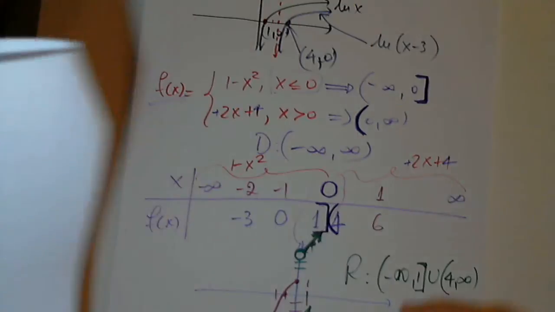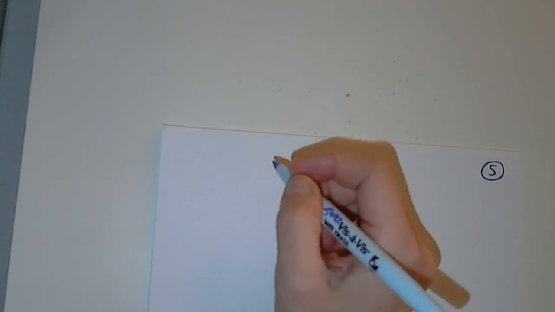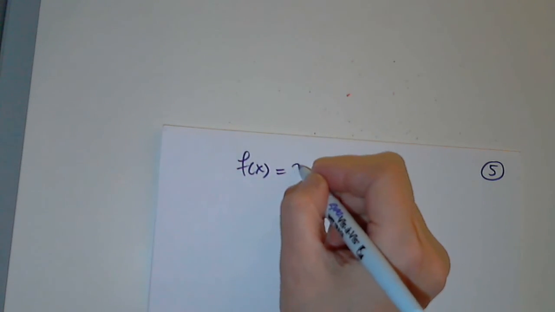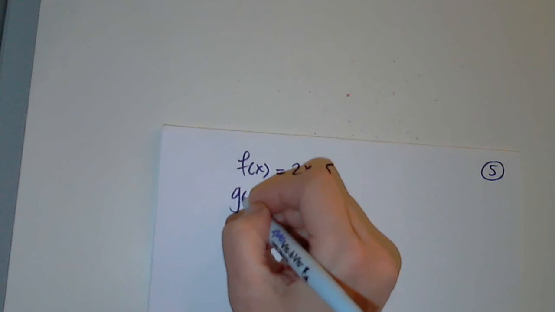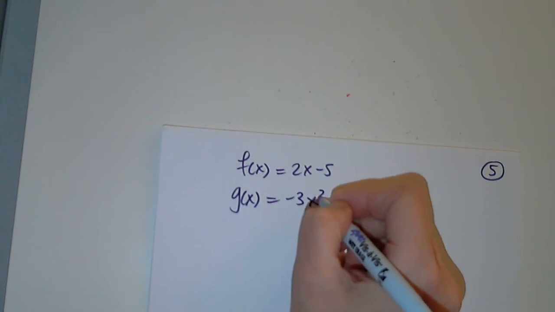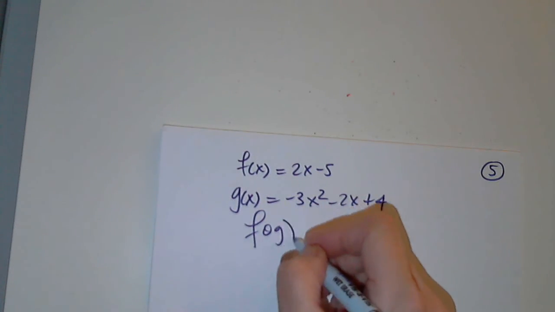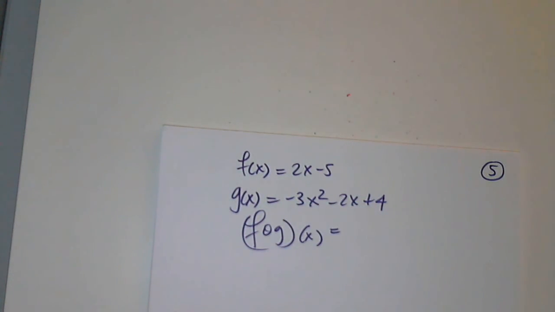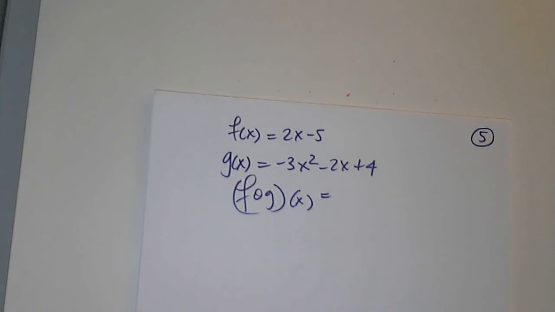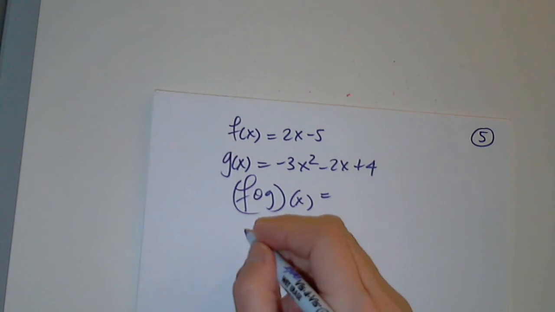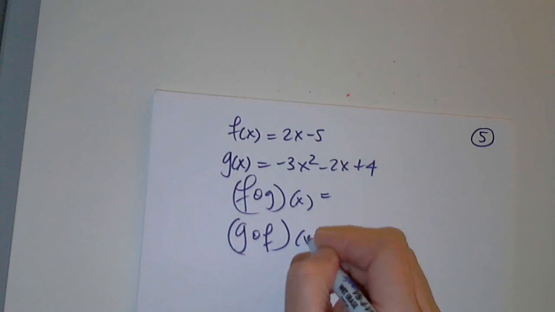Yes. Okay, very good. So that's function composition, extremely important for the chain rule. So here we have a function f of x, which is 2x minus 5, and g of x, which is -3x squared minus 2x plus 4. And we're asked to find f composed with g of x. I would like to add here g composed with f as well.